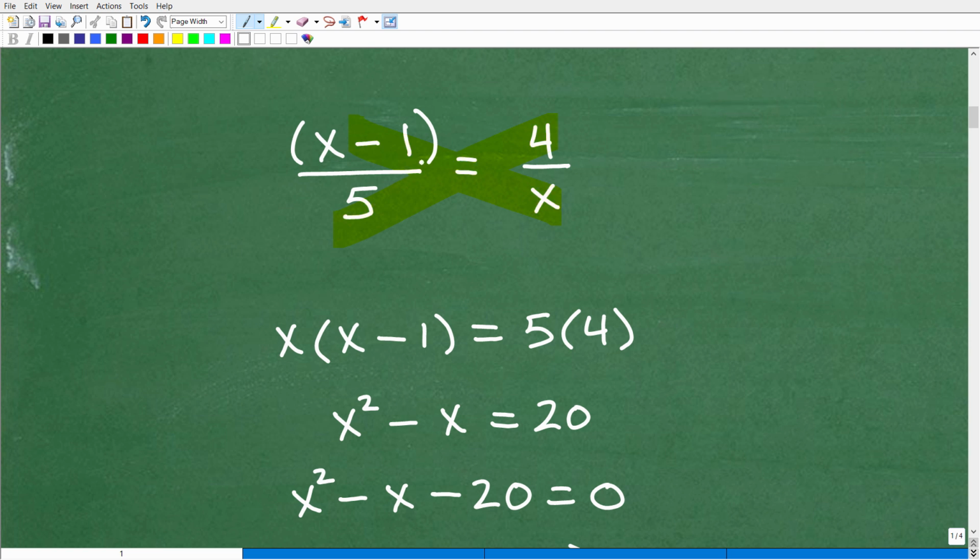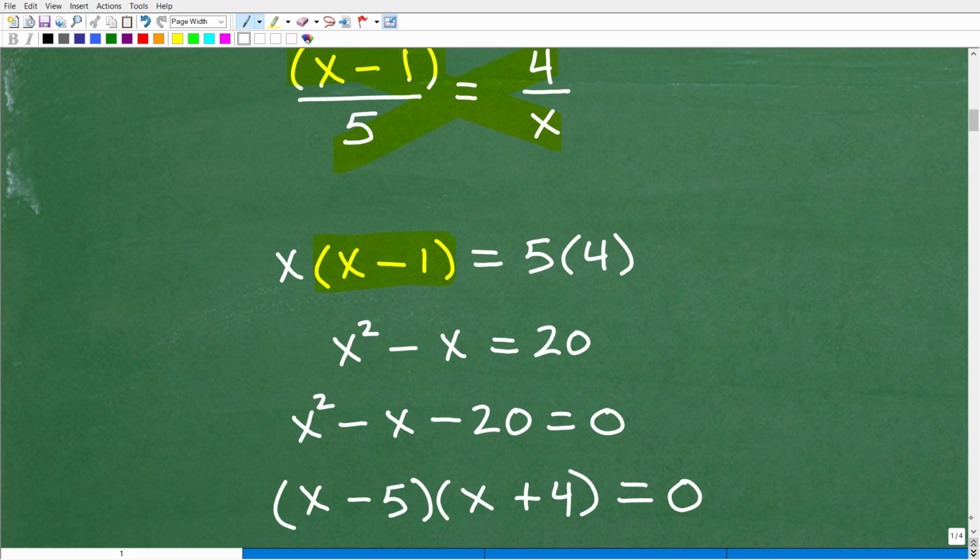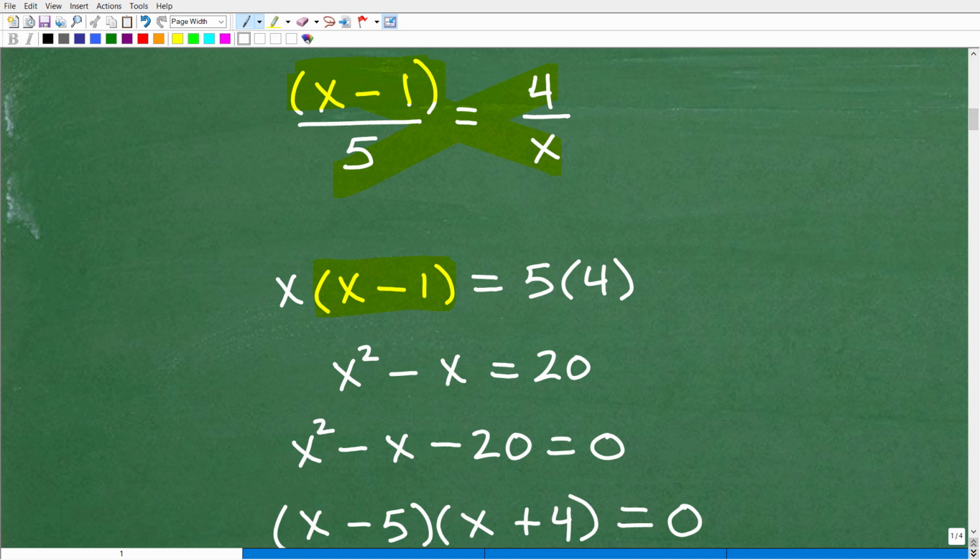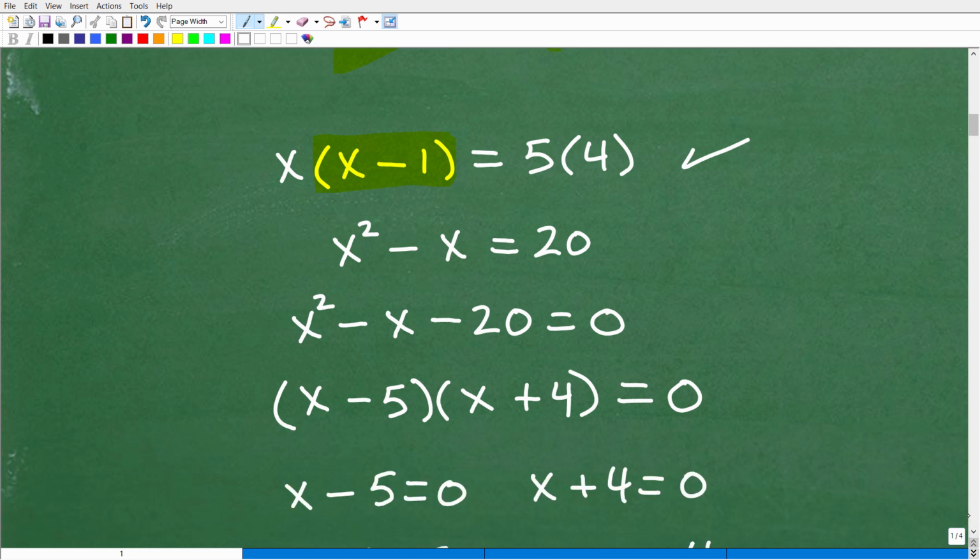Now, if this had parentheses, it would be more obvious what we do. It's going to be x times (x minus 1). So sometimes these grouping symbols, parentheses, are not going to be there, so you're going to have to add them in. So anytime you see a sum or difference in algebra, it's not a bad idea to add in those parentheses. Okay, so we have x times (x minus 1), and that's going to be equal to 5 times 4. So this is an illustration of the cross product. Okay, so now we're off to the races here by solving this equation for x.